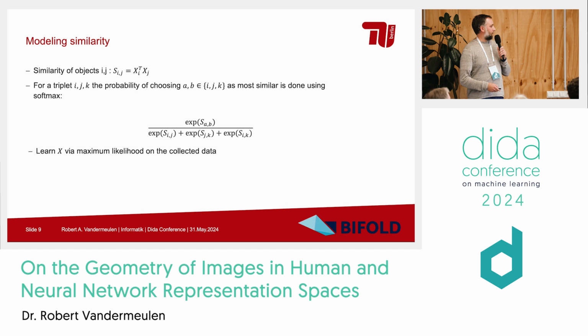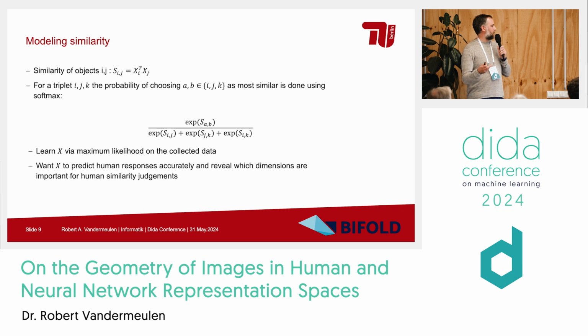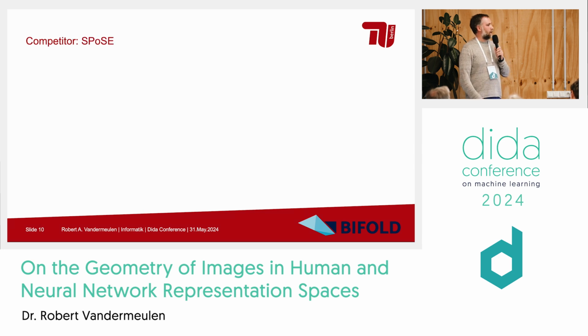Okay, so one could estimate x by maximum likelihood. We want x to predict human responses well, but we also want x to reveal which dimensions are important when humans find things to be similar or different. What are the fundamental properties humans find important when categorizing objects in their head? Okay, I'm going to go through this quite quickly because the latter part is more interesting.